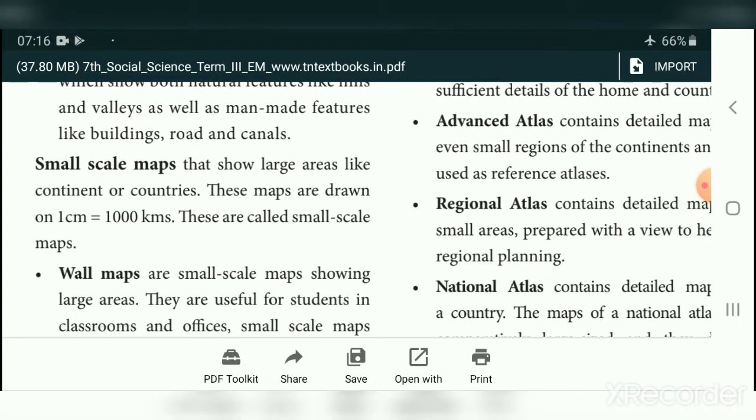Small scale map. A large part of the earth can be seen on a single paper. This we call a small scale map. For example, world map, continent map, and country map. India country map, Asia continent map, world map. It comes under small scale map. That shows a large area like continents or countries. These maps are drawn on 1 centimeter is equal to 1000 kilometers. These are called small scale maps.